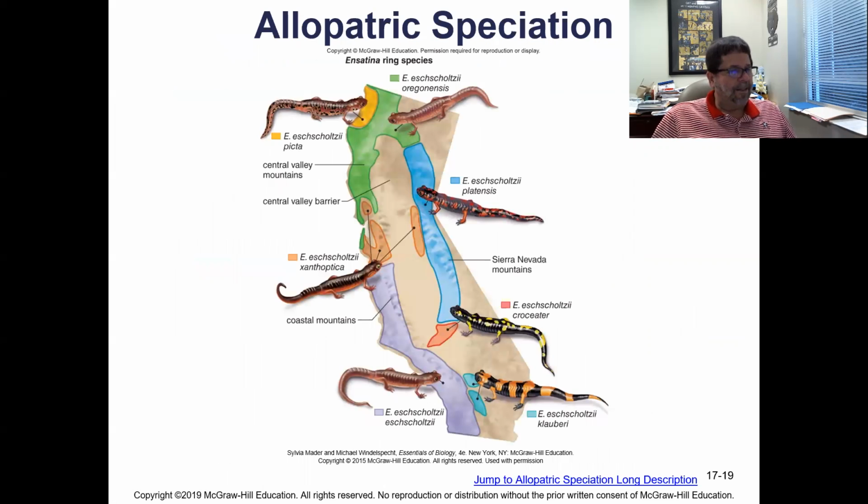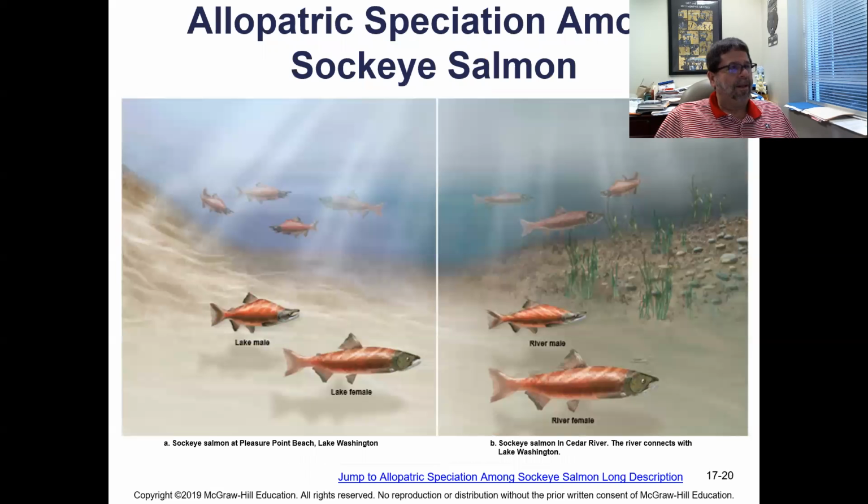Classic example of this are these 6 different, I guess, iguana species or whatever lizards here in California that are separated by the Sierra Nevadas, okay, by the different ecosystems. So all of these are different species, 7 different species that were at one time of one species, but they got separated by geographical barriers and are great examples of allopatric speciation. Also, we've got the sockeye salmon at the Pleasant Point Beach, Lake Washington, and then the sockeye salmon in Cedar River, the rivers connected with Lake Washington, and so they are another good example. They got separated, but they're both there.